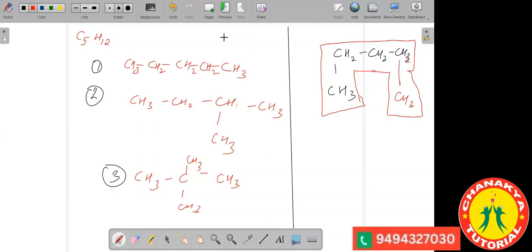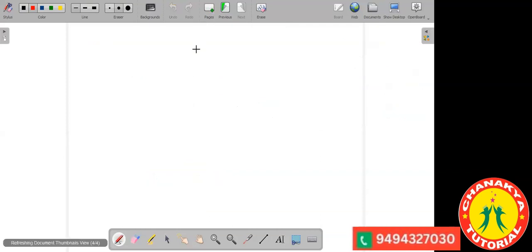Okay, now I think the isomers we have understood. We shall move on to the nomenclature which we were doing with the functional groups, right? So I started you about functional groups.